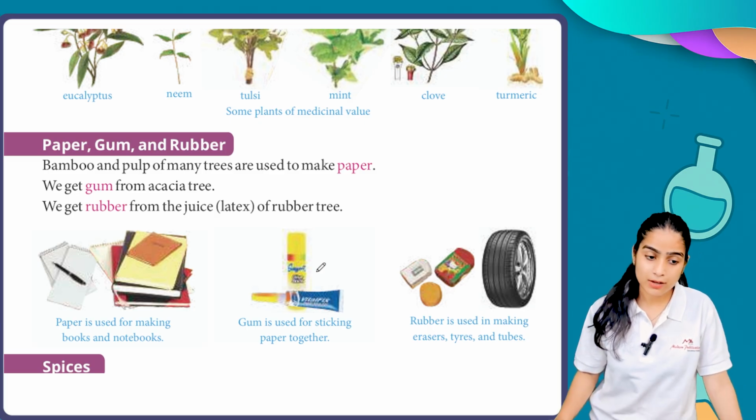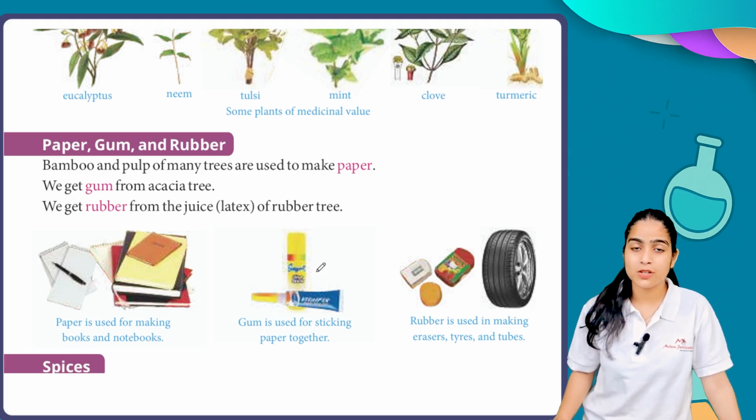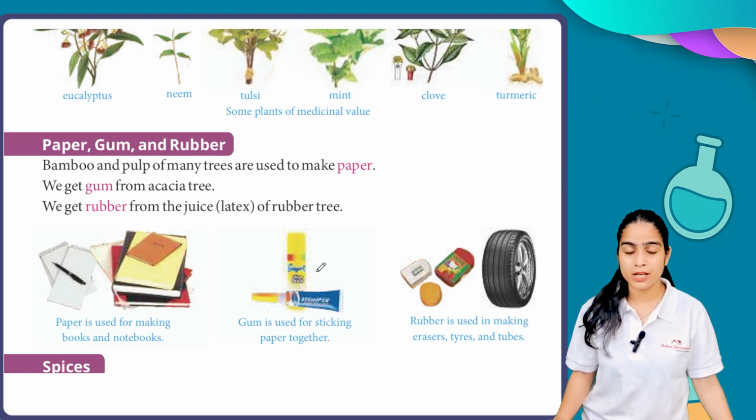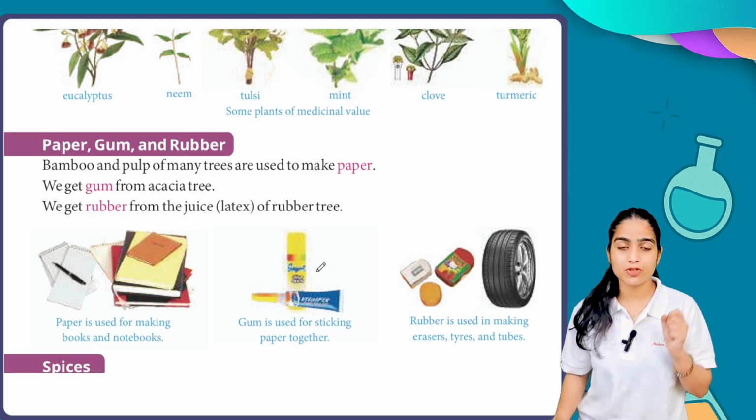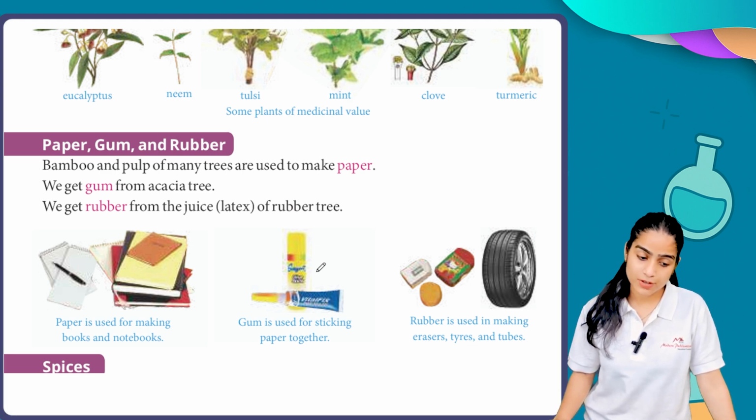So we get paper from bamboo and the pulp of many trees, and gum. Gum is a waste product of plants which we use as gum. And where do we get gum? We get gum from a specific tree which is called the acacia tree, and rubber from the juice, latex, of the rubber tree.